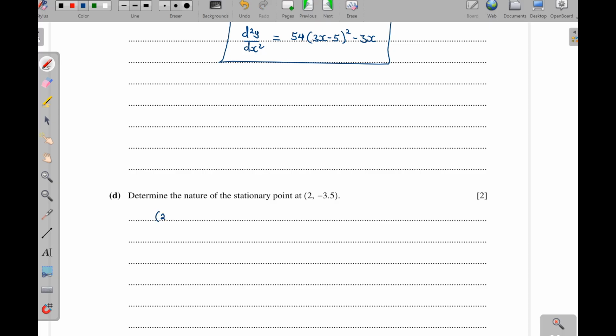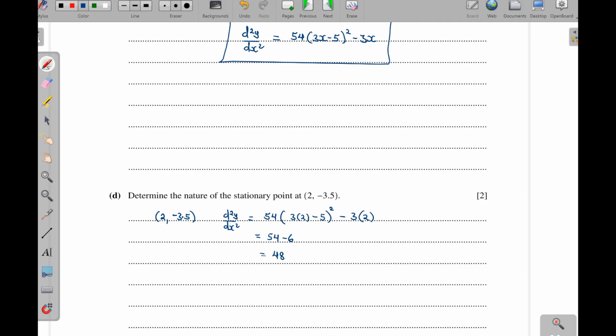So we are having this point here, negative 3.5. Then the second derivative here is going to be equal to what? You have 54, then times, this will be 3 times 2, which is a 6, minus 5, you get a 1, then square, that will be a 1, then minus 3, then times the 2. So we shall have 54 minus a 6. Of course, here you are going to get a positive answer, which is 40 what?